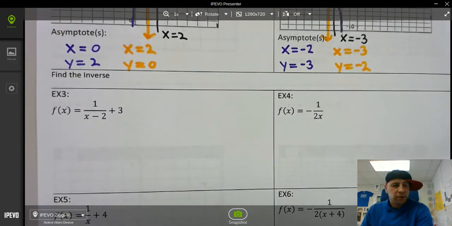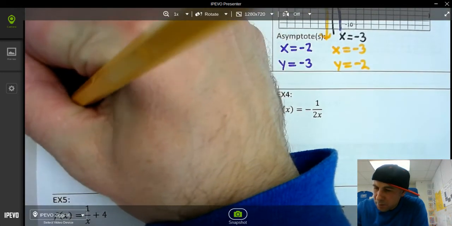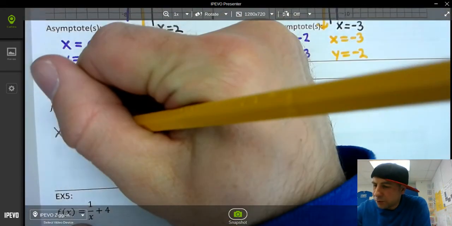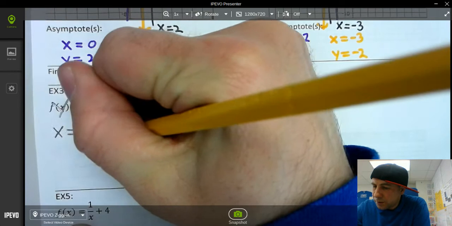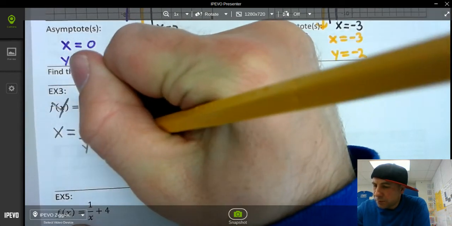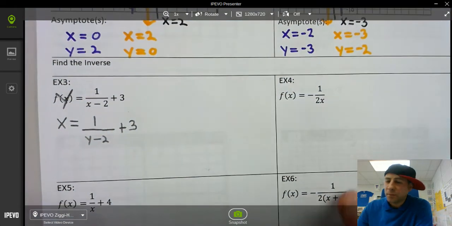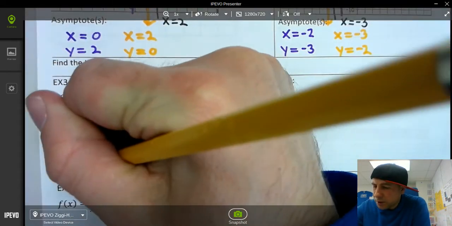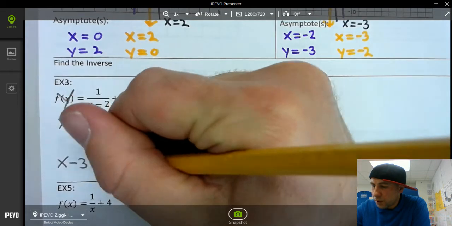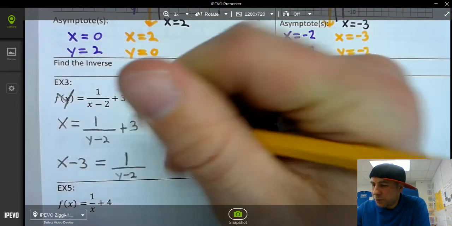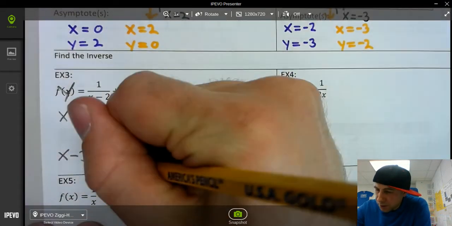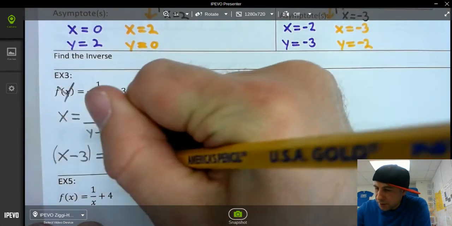All right, so inverse inverses. Again, f of x, we change it to y, and then we switch x and y. So x equals 1 divided by y minus 2, plus 3. We subtract 3 from both sides, we get x minus 3 equals 1 divided by y minus 2. Now at this point, you probably want to put both of these in parentheses and divide this by 1.